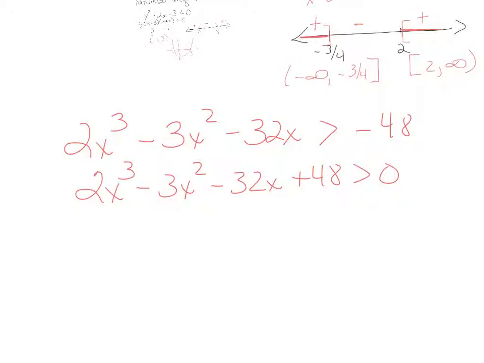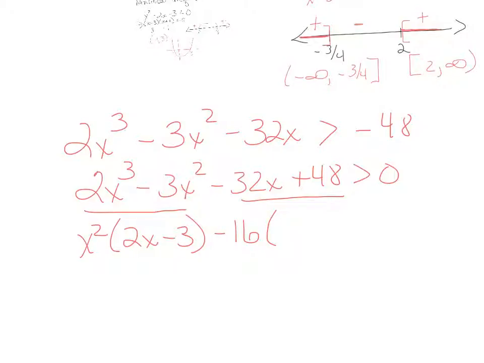Okay, so we want to know where we are going to get values greater than 0. I'm going to look at the first two terms and the last two terms. Is there anything common in the first two that I can factor out? X squared. And I'm left with 2x minus 3. Can I factor anything out of the next two terms? -8? Anything else? How about a -16? That'll work too.